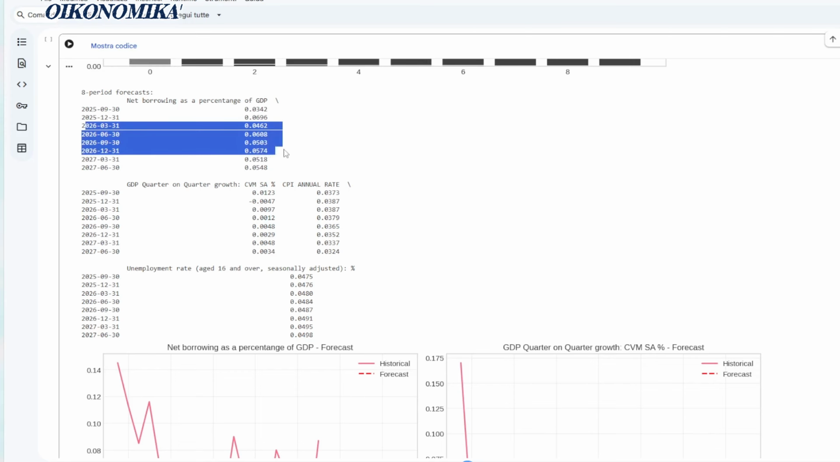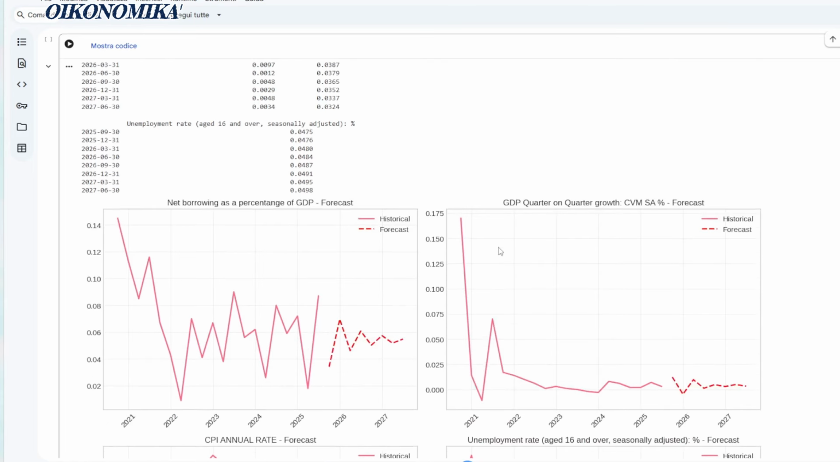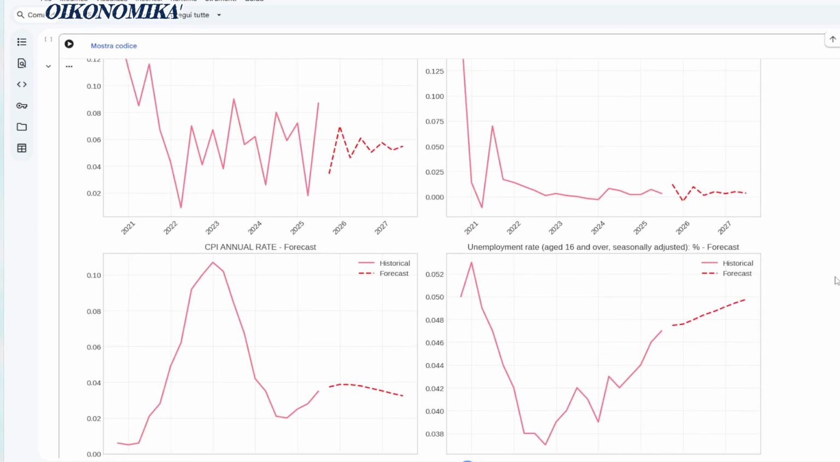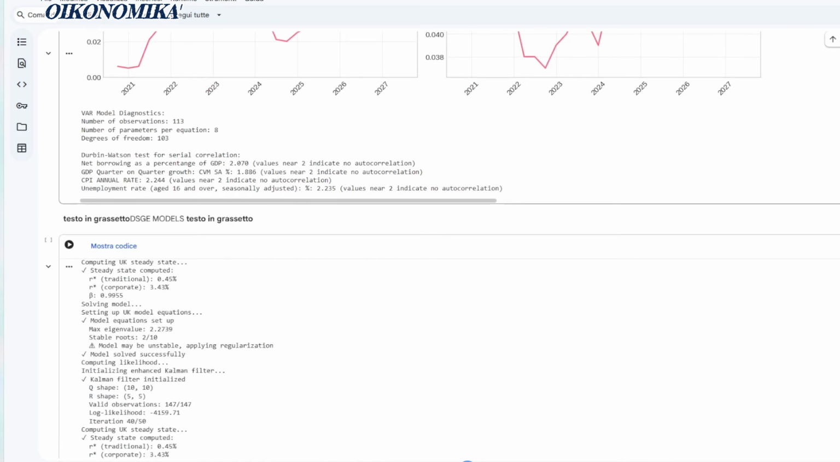Here 4, 6, that's very large stuff. And okay, unemployment is already 5%, so it's projected to rise towards 5.2%. Okay, so what do we have next?